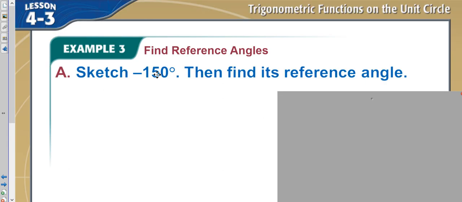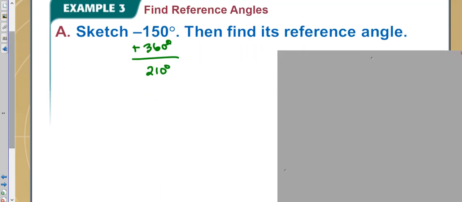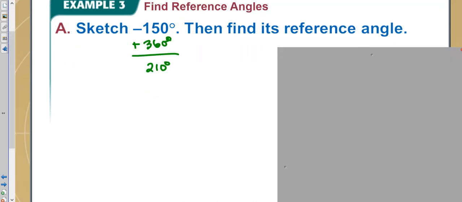All right, so first, it says sketch negative 150 degrees, then find its reference angle. Now, if you don't like working with negatives, if you remember from before, we could find something that's coterminal. If you add a whole circle, which is 360 degrees, you'll get something that gives us the same value. When we add these, I'm going to get 210 degrees. So we could graph this one of two ways.